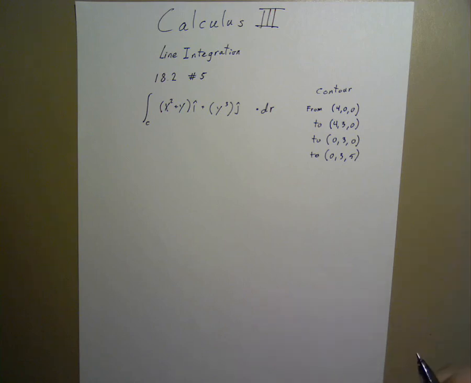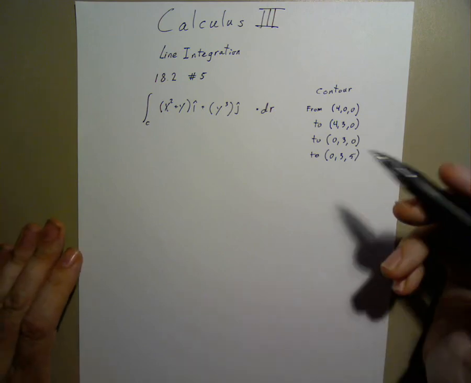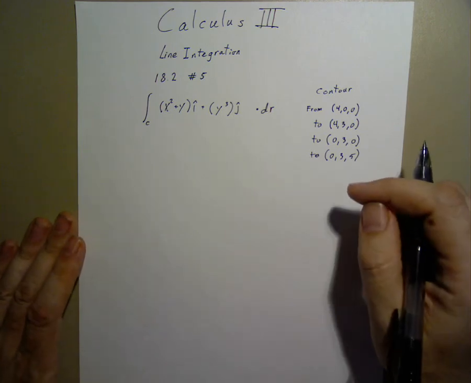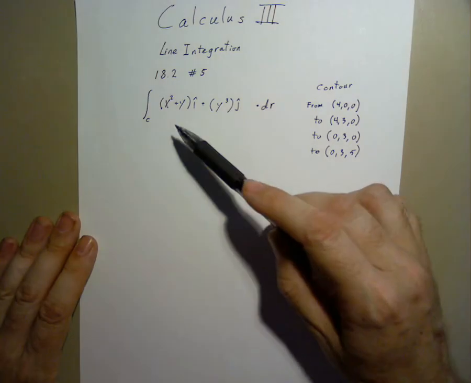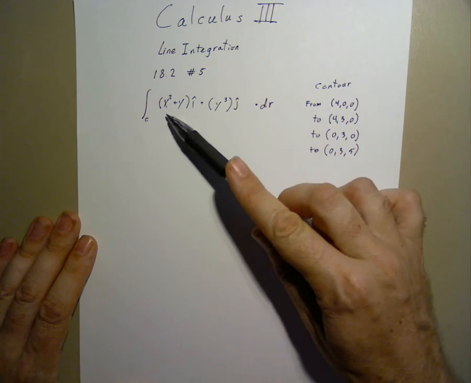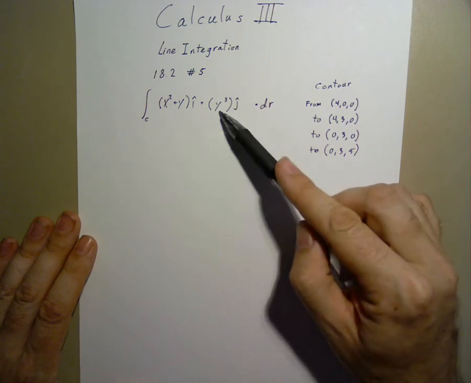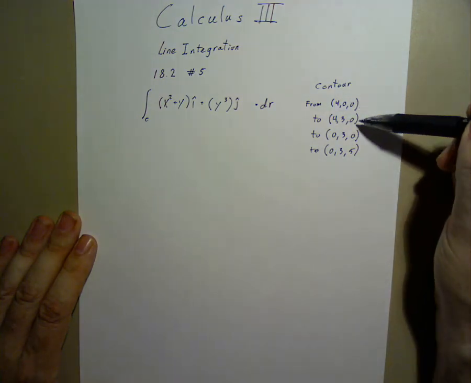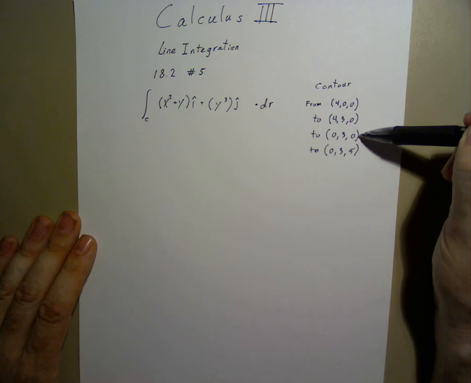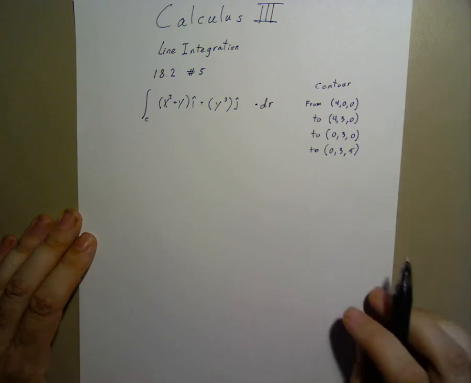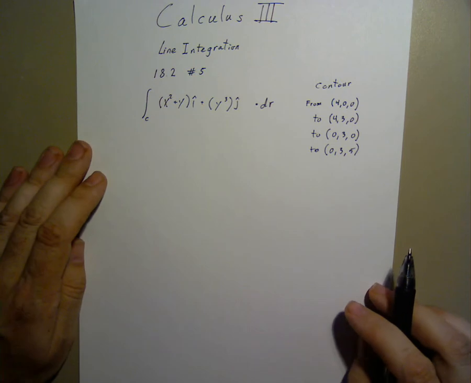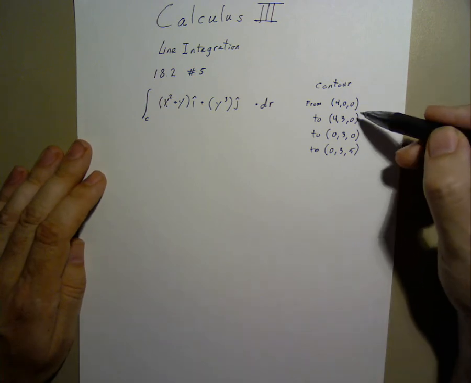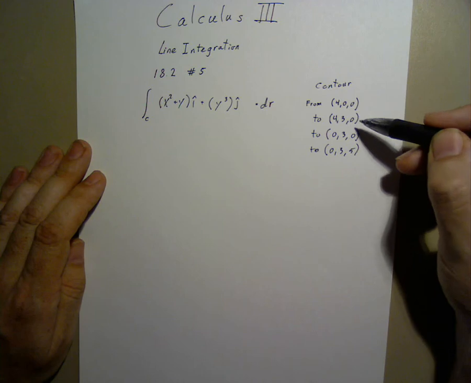When we perform line integration, we need to be careful that we are integrating along the dot product of the line. When we integrate this function, x squared plus y i hat plus y cubed j hat, we do so along this line between these two points. In order to do this, we must first find the direction of this vector.